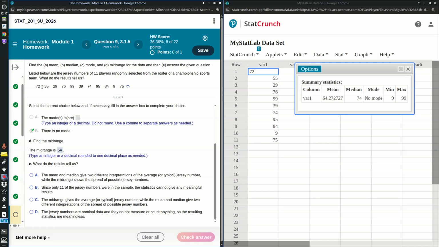Also, if these are Jersey numbers, typically Jersey numbers don't represent anything meaningful. Yeah, the Jersey numbers are nominal data. They're really just naming the players in a different way. They don't measure or count anything. So this isn't doing anything in terms of measurement. So we'll select D as our answer.